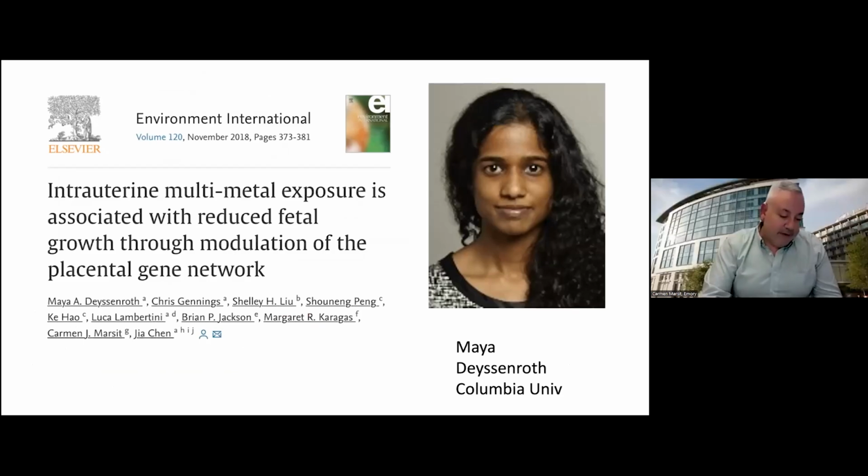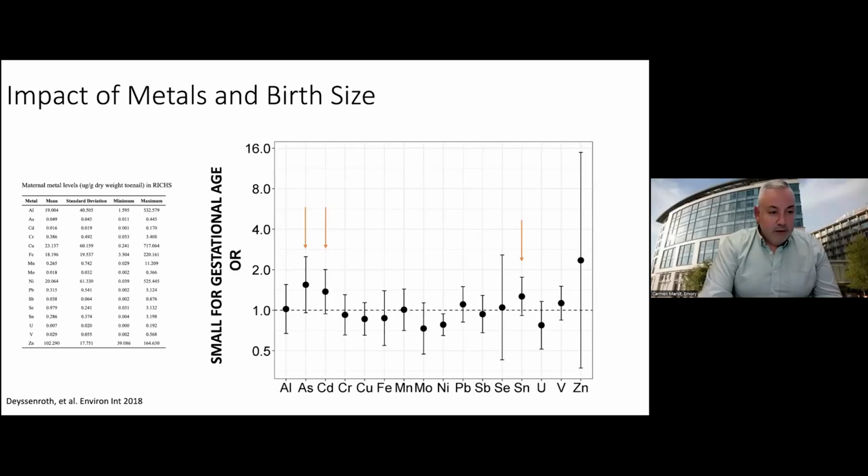Now, to give you another example of this type of approach with a little bit of a different flavor, I'm going to highlight work from our group that was led by Maya Dyson-Roth, who's at Columbia University. And this is where we were integrating data from multiple metals exposures with transcriptomic features in the placenta and looking at birth weight. So if we look across a panel of 16 trace metals, we do see that there are some, like arsenic, cadmium, and tin, that individually, just in basic models, are associated with a risk for small for gestational age birth. We want to ask, since in reality, no one's exposed to any of these in isolation, it's really, we need to take a much more holistic approach. What about the mixture of these metals?